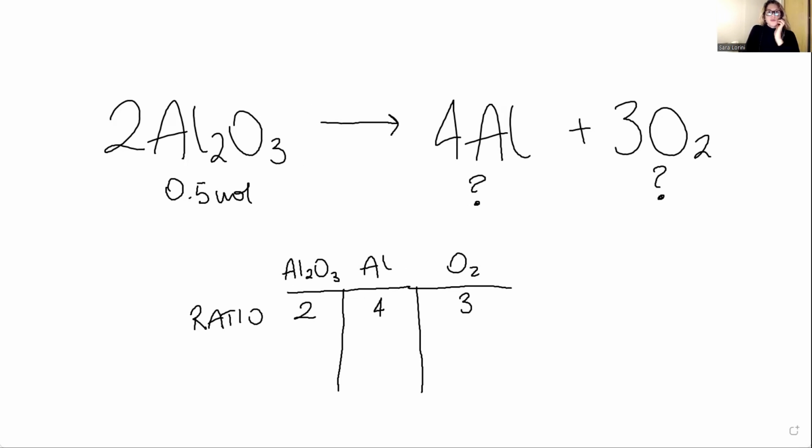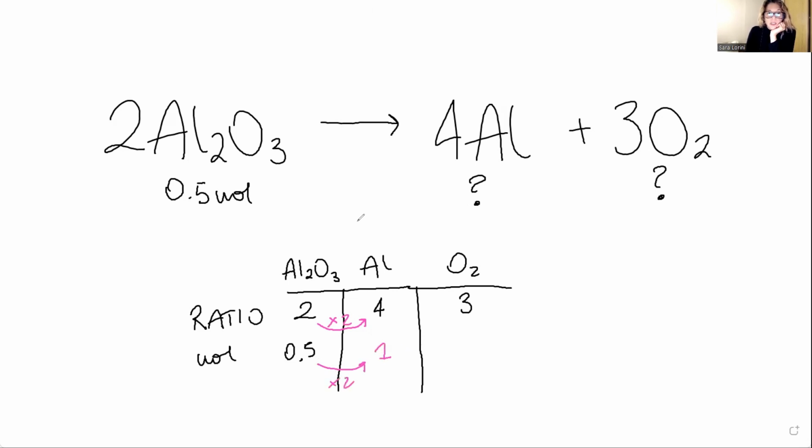Okay, and now what do we have? Well, we have 0.5 moles of aluminum oxide, and here is the moles. So how do we get the moles of the rest? Well, we apply that same change. Times it by 2, so it would be 1. Exactly, we just times it by 2, applying the same change. It's just 1 mole.